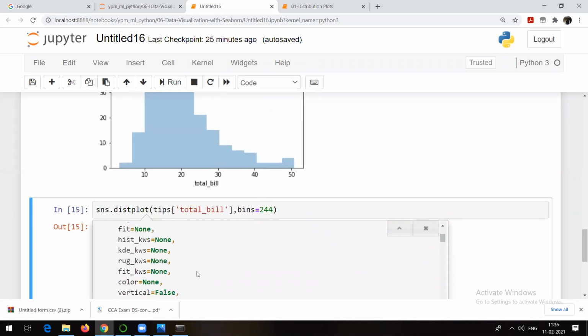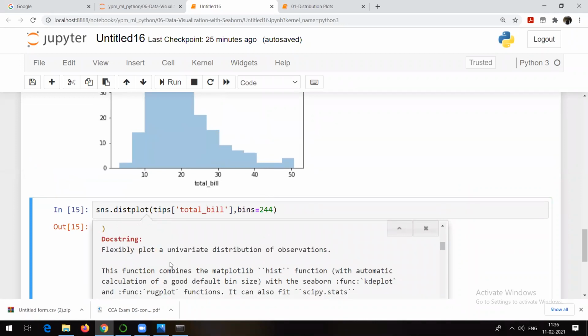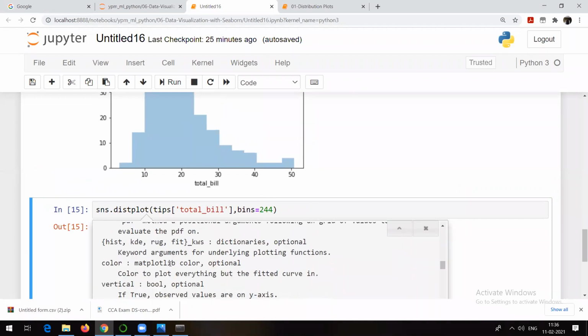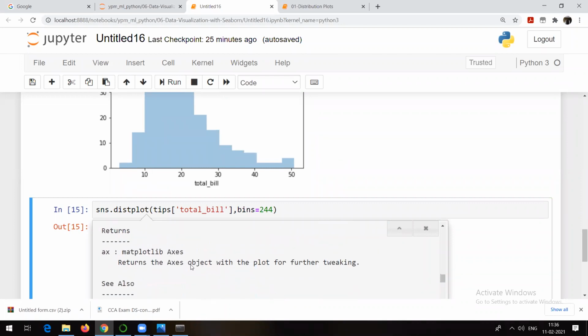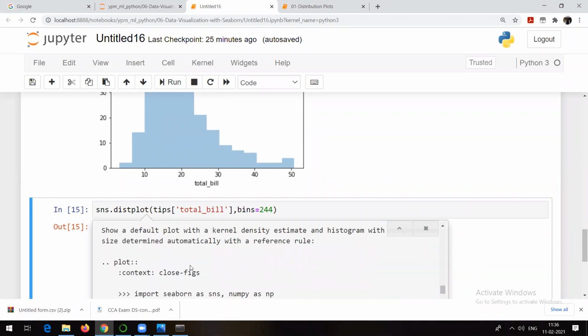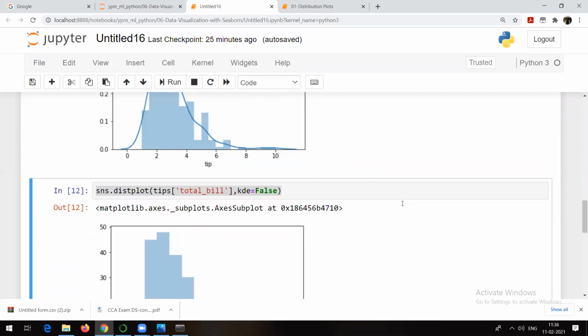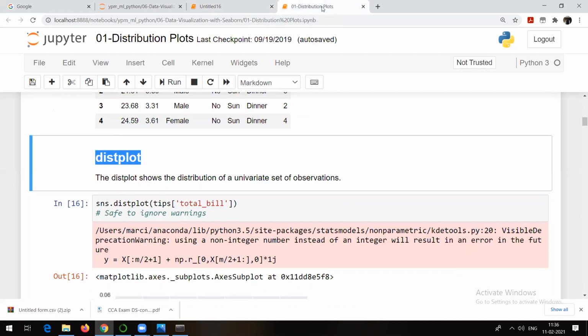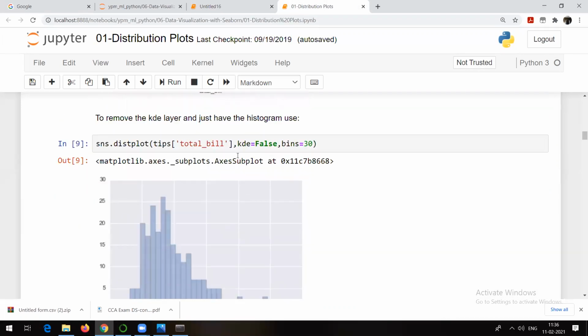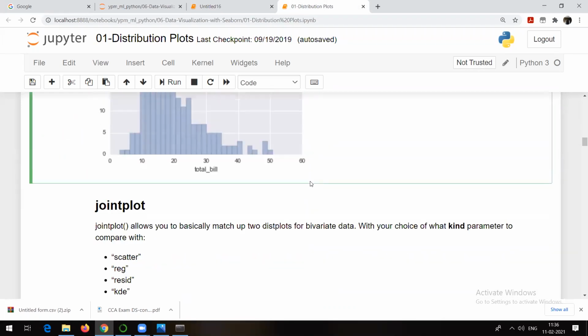By default, it's a histogram. Then other options are also there. Color, by default none, and we have been given some examples. See, histogram, KDE, rug plot, fit. These are the plots which we'll be talking about in the coming topics actually, right? But yeah, here you can check. This is what we can see with the help of this distribution plot. Let's move to the next plot. See, all these options I have shown.